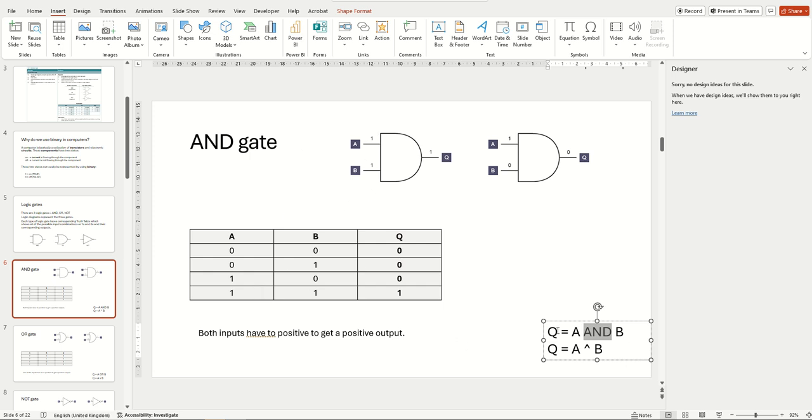You could get given one of these expressions and asked to fill out the truth table or draw the diagram. The other thing you might get asked is to write the expression for a diagram. If it's a single gate, it's not too bad, is it?